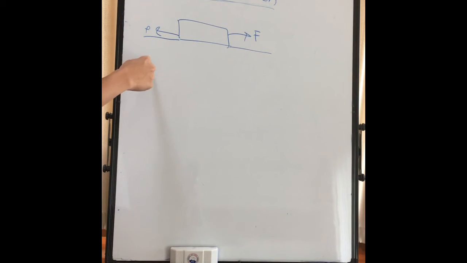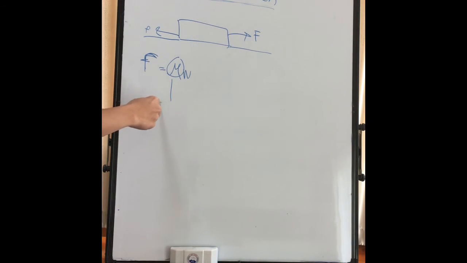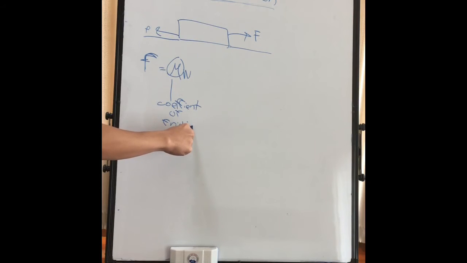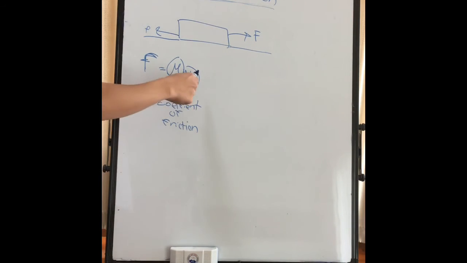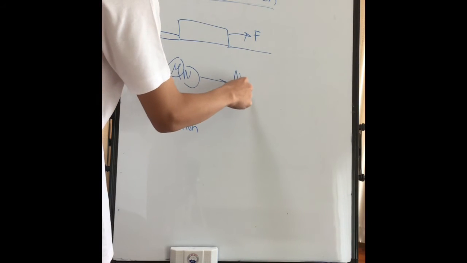So the equation of friction is: friction equals mu times normal force. Mu is the coefficient of friction, and N is the normal force.